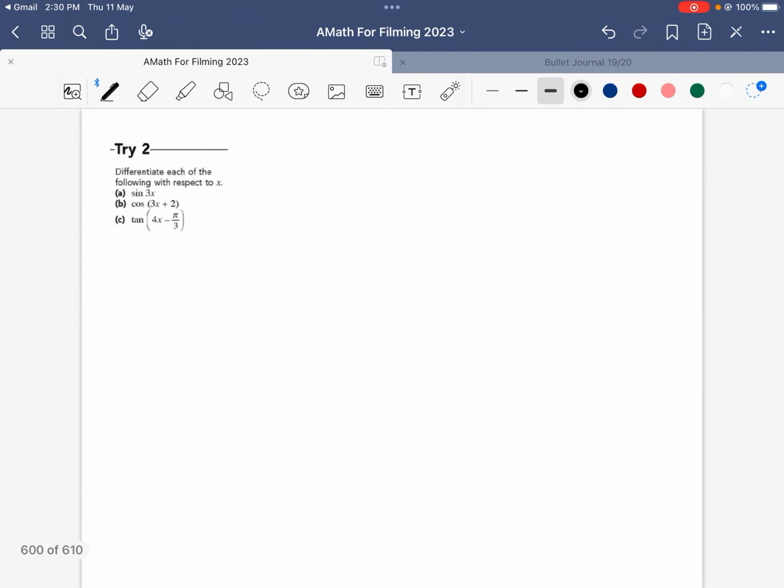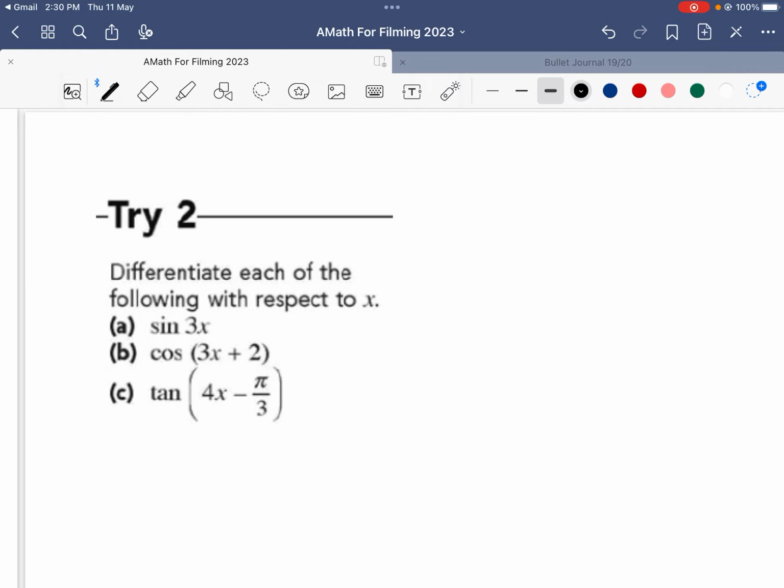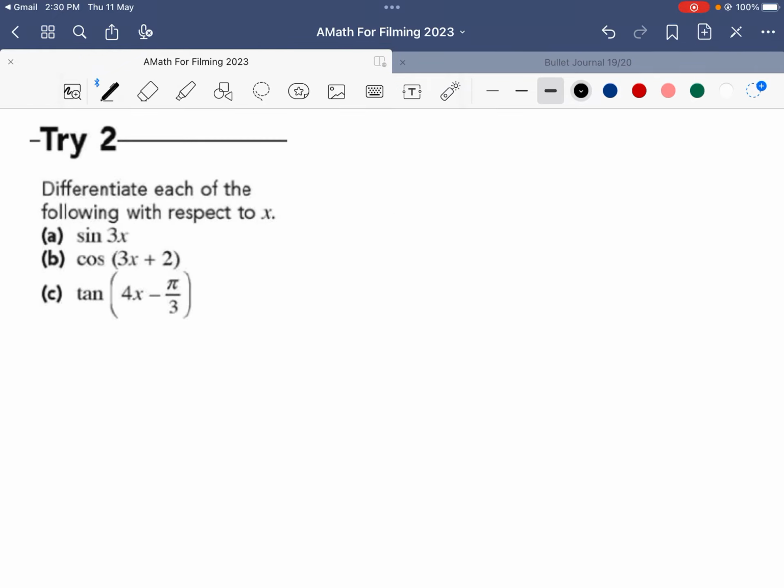I urge you now to pause the video and try to consolidate your learning. And once you're ready, you may unpause the video and I will carry on with the answers to try 2.